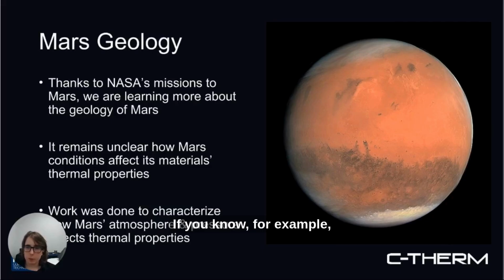If you know, for example, that the soil on a Mars settlement has a thermal conductivity of a certain value that's much lower than the soil on Earth, that might dictate the need to change the thermal conductivity of the materials of construction to avoid excess thermal strain and to improve insulation efficiency, as one example.